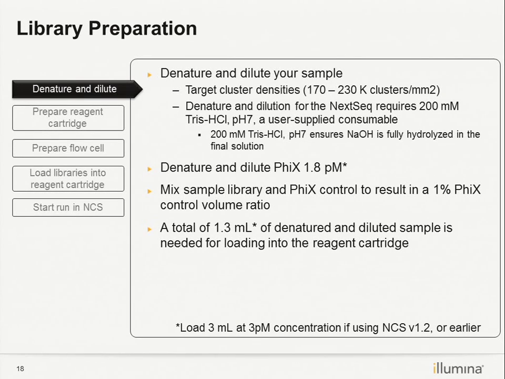Okay, so the target cluster density is 120 to 130 K per mm square, and we need the 200 millimolar Tris buffer for neutralization. We also need sodium hydroxide for denaturing. And the recommended loading is 1.8 picomolar in 1.3 ml of library. So it's a very small amount of library.